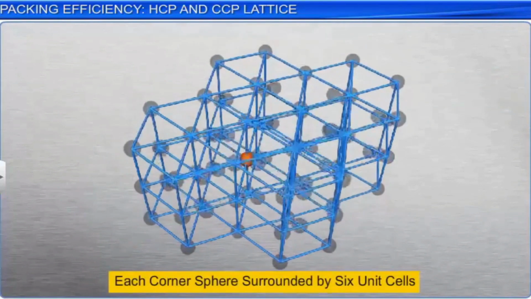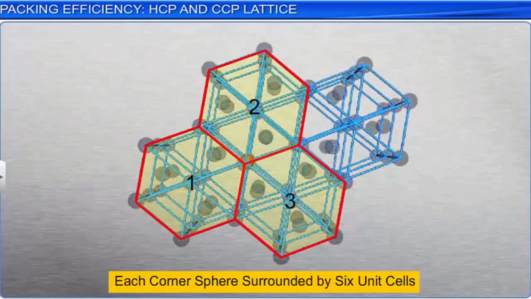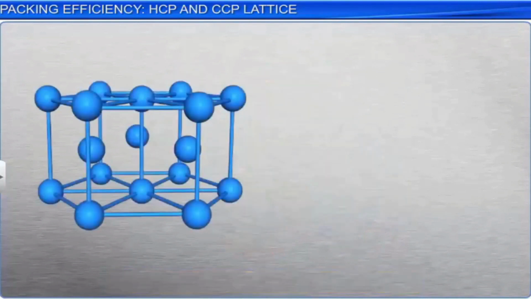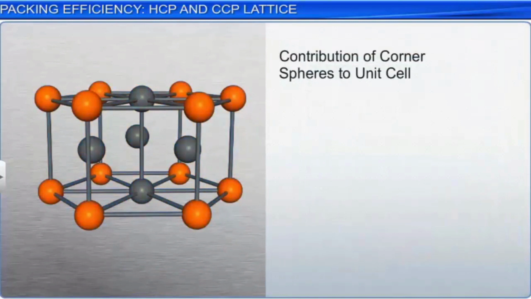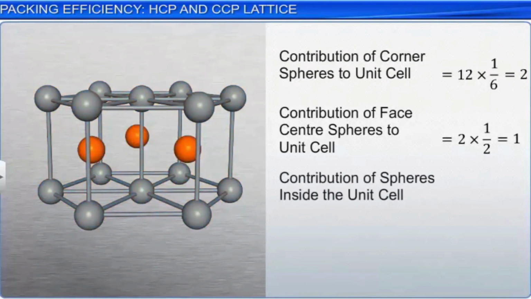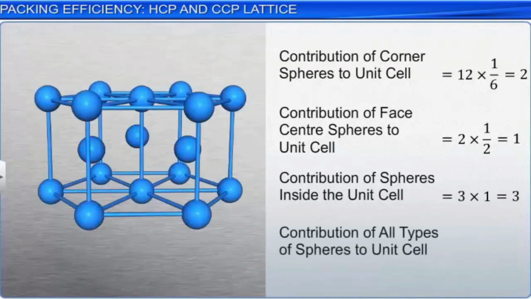Each sphere at the corner of a unit cell is shared by 6 surrounding unit cells. So, the contribution of the corner atoms to a unit cell is 12 into 1 by 6, which is equal to 2. The contribution of the atoms at the 2 face centers is equal to 2 into 1 by 2, which is equal to 1. On the other hand, the contribution of the atoms inside the HCP unit cell is 3 into 1, which is equal to 3. So, the total contribution is 2 plus 1 plus 3, which is equal to 6.